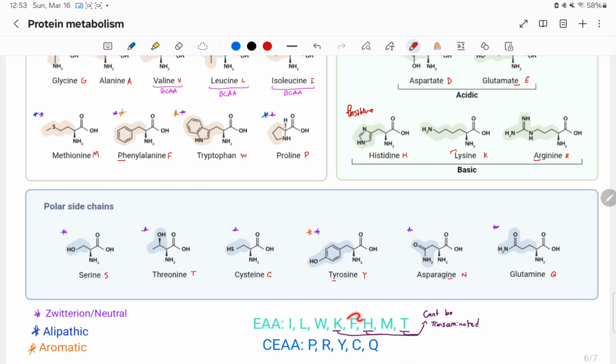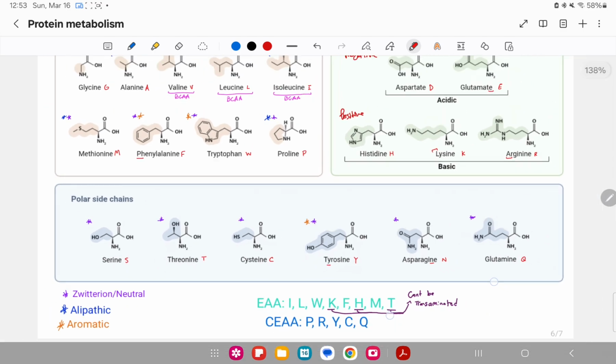Another special thing is that technically lysine, histidine, and threonine cannot even be transaminated. So the rest of these guys, if you find their keto acid in the body, can be transaminated to form methionine or phenylalanine or the rest of these. But these 3 can't even be transaminated, so they're even more essential.